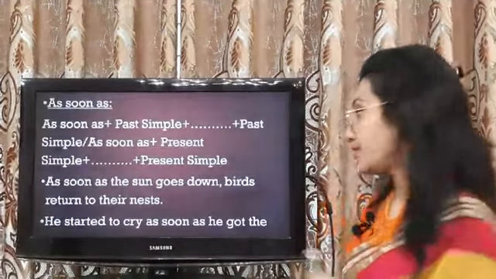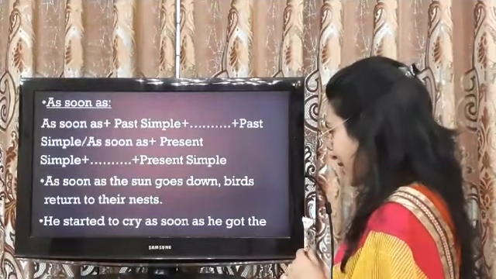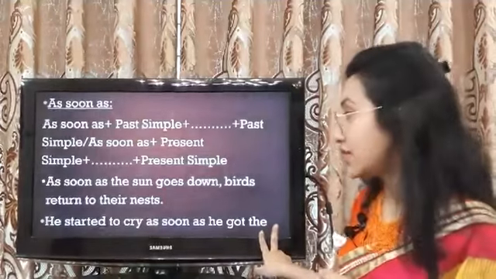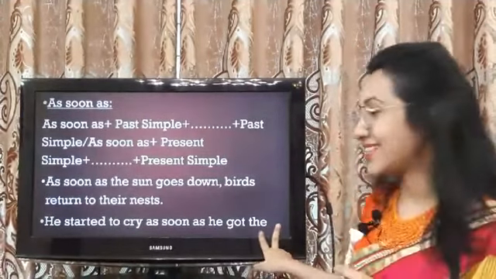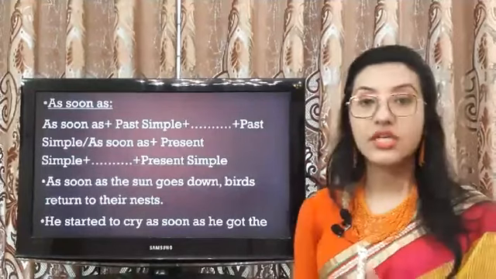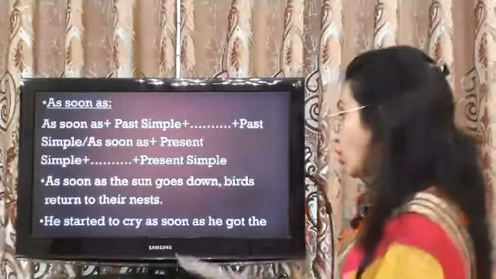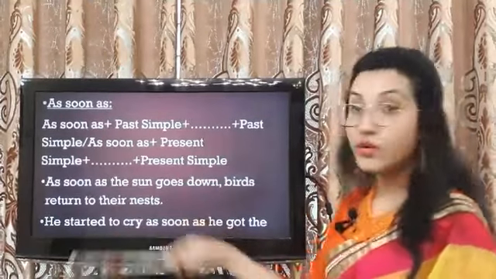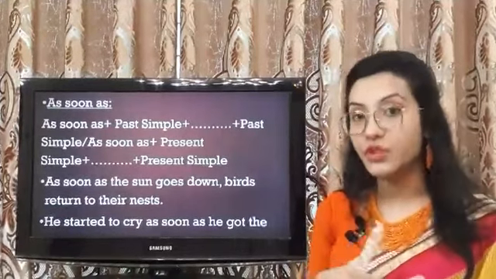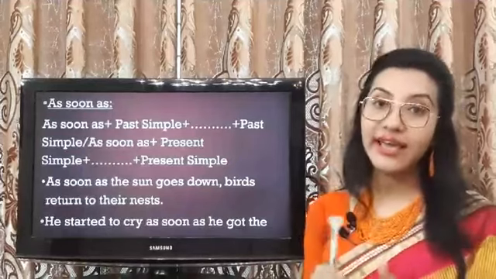Now the second one. He started to cry as soon as he got the, আচ্ছা এখানে there will be news, এখানে নিউজ হবে, সরি ওয়ার্ডটা delete হয়ে গেছে, I don't know how. He started to cry as soon as he got the news. সে কান্না করা শুরু করলো যখনই সে নিউজটা পেয়েছে. সো started to cry দেখো it's in past form, V2, started, it's in V2 form. As soon as he got the news, got, again it's in V2 form.